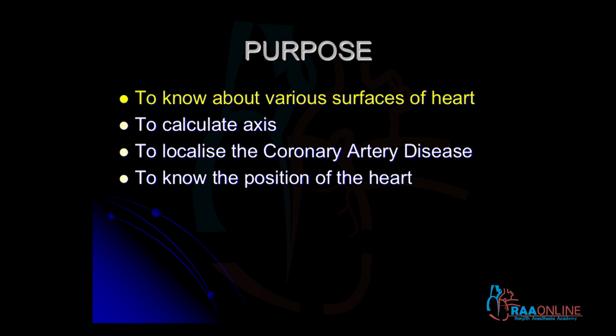And the heart inside the thorax can be vertical, horizontal or intermediate. So to know the position of the heart inside the thorax also, you must know about the lead system. But in this chapter or in this lecture, we are going to see only two important purposes of these leads. One is to look at various surfaces of the heart to localize coronary heart disease.